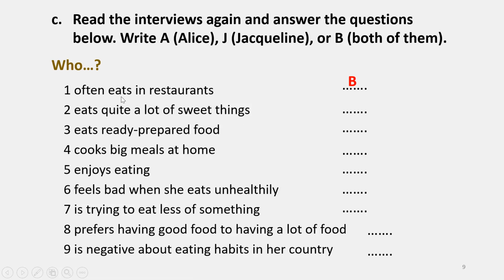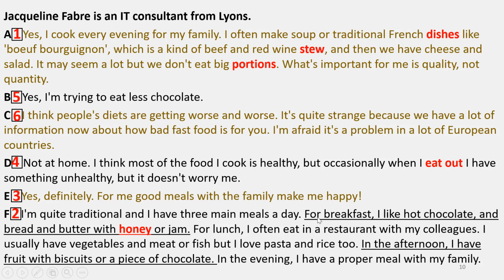Yeah. Okay, and let's see the next statement. It's quite a lot of sweet things. Who? Yeah, it is Jacqueline, right? Yeah, let's see how Jacqueline says. For breakfast, I like hot chocolates and bread and butter with honey or jam. And surely, right? These foods are very sweet, right? Yeah.